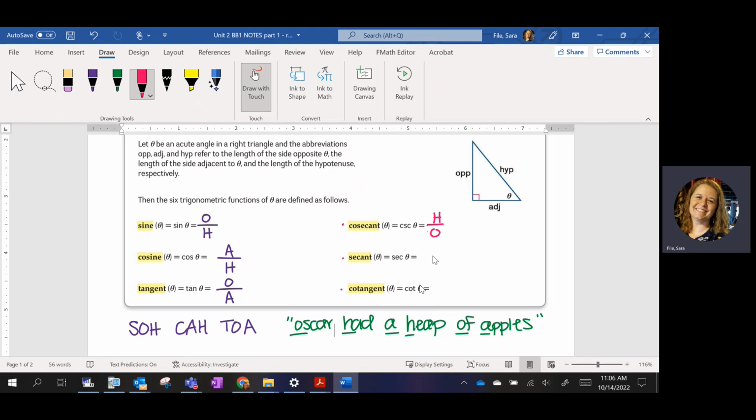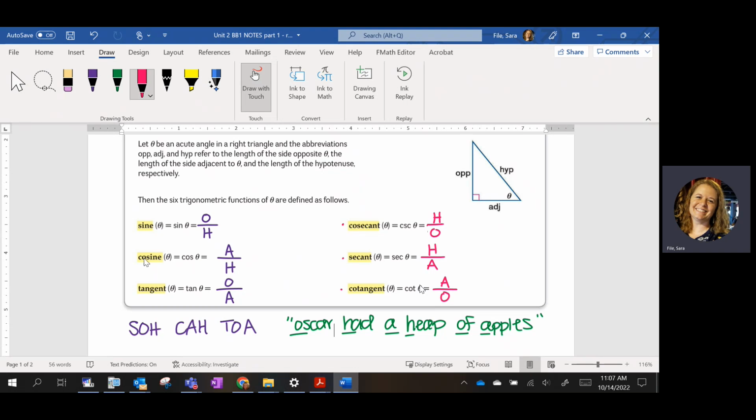So secant would be what? H over A. And cotangent would be what? Very good. The most common mistake for the reciprocal functions is forgetting which ones are reciprocals of each other, which ones are paired together. A lot of people want to put sine with secant or cosine with cosecant because they start with the same letters. So make a side note and make sure you understand S goes with C. So sine, cosecant, cosine, secant.